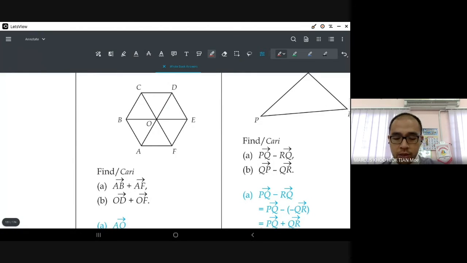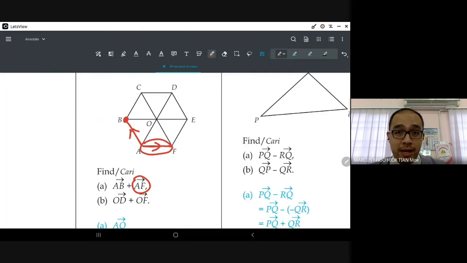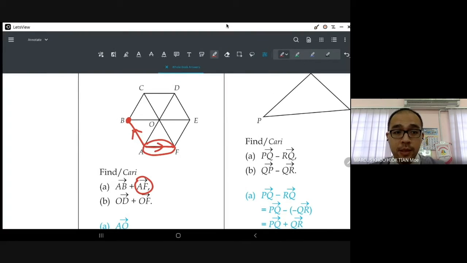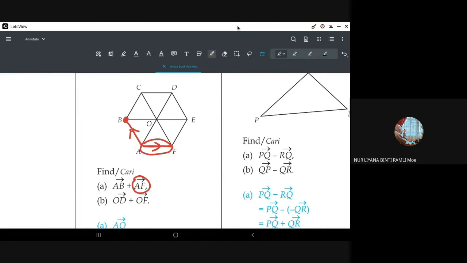Okay, this one is Shamira's one. So this one is a bit difficult. We have AB, but we want AF. AFC, it's not connected, right? Can you suggest to me, from B, what is the vector that is the same as AF? What is a vector that is the same as AF? Anybody? A vector that is the same and parallel. It is parallel to AF.